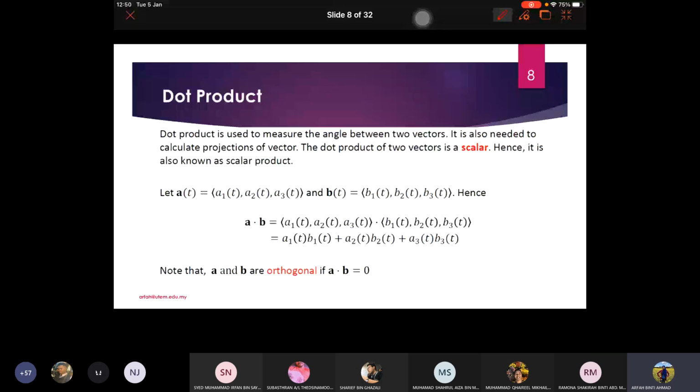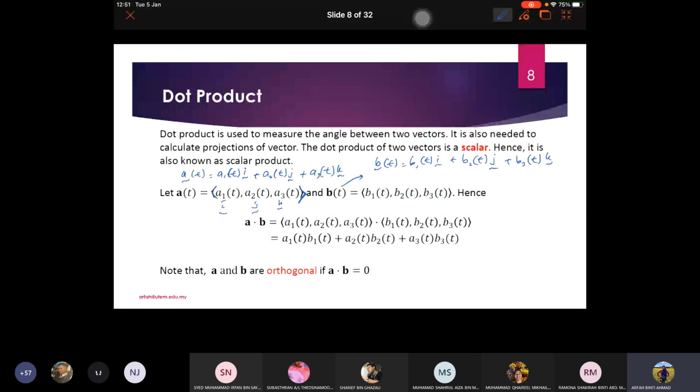So for this case, let A(t) sama dengan A1, A2, A3. So yang ini sebenarnya lagi salah satu another way untuk tulis sesuatu vector function. Yang mana ni sebenarnya adalah vector A sama dengan A1(t) i tambah A2(t) j tambah A3(t) k. So jangan pelik kenapa tak ada i, j dan k. Sebab dia letak apa nama bracket yang ini. Menandakan ianya adalah vector function dengan setiap komponen i, j dan k is A1, A2 dan A3. So yang B(t) ni sama dengan B1(t) for the i component tambah B2(t) for the j component tambah B3(t) for the k component.